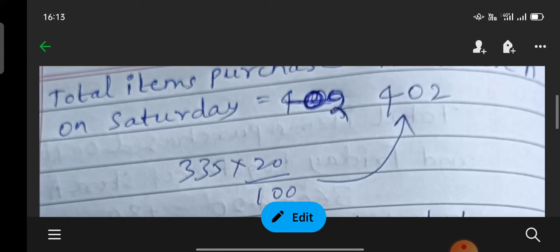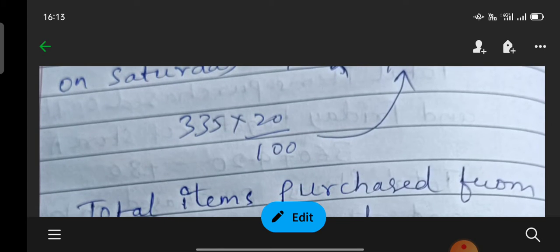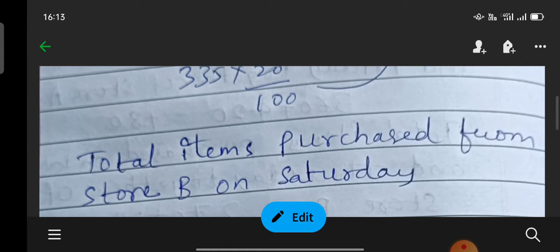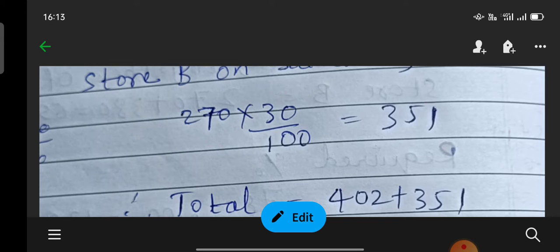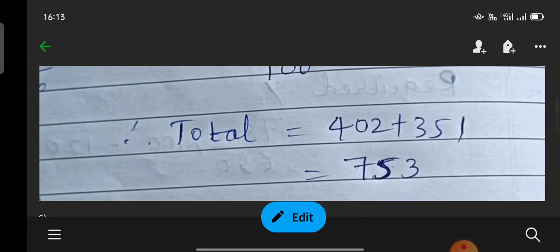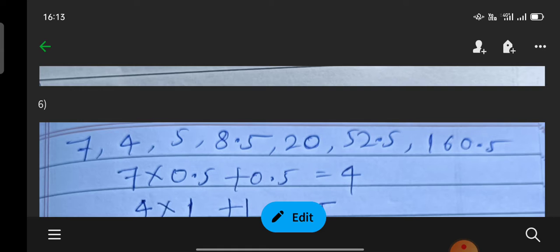So how you got this 402 means 335 into 20%, which is 402, and total items purchased from store B on Saturday, that is 270 into 30% is 351. So you have to add both the numbers, then you will be getting the answer.